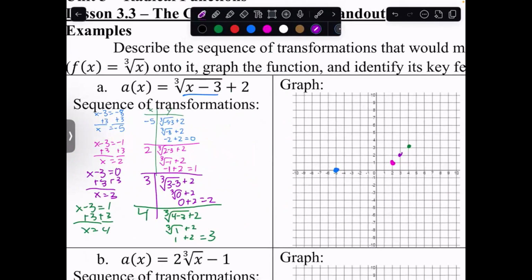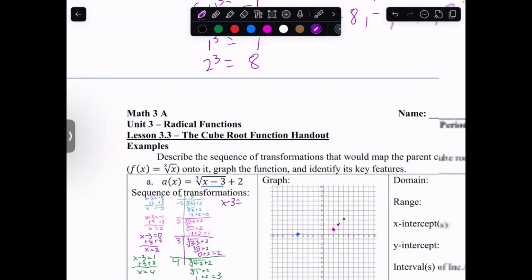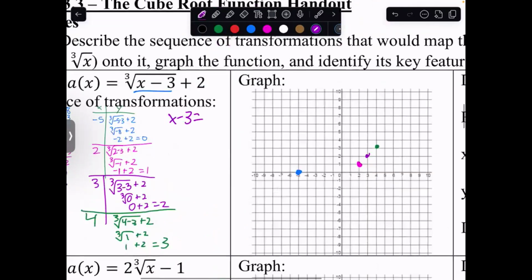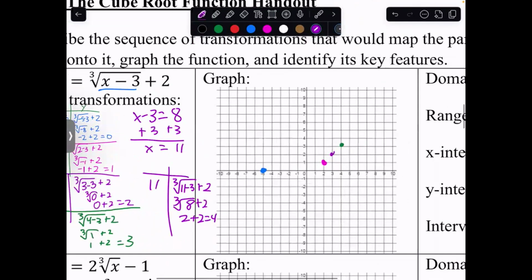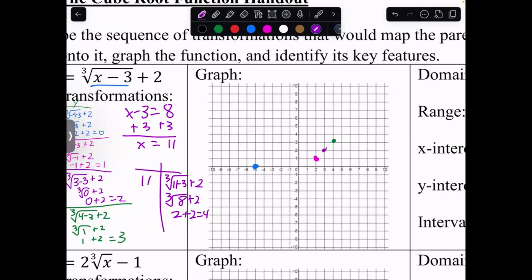Then I'm kind of out of room, but I'll see it over here. The next perfect cube is 8. So x is 11. When x is 11, cube root of 8 is 2. 2 plus 2 is 4. So 11 comma 4 doesn't quite fit on the graph, but I'll just estimate where it would be.